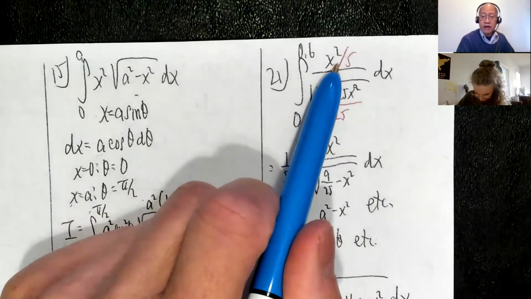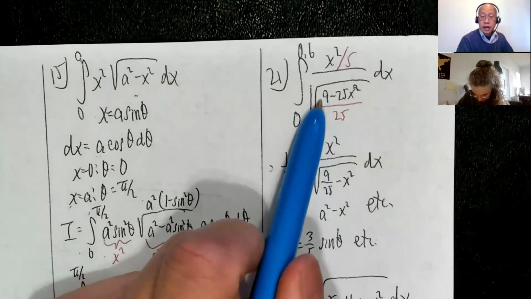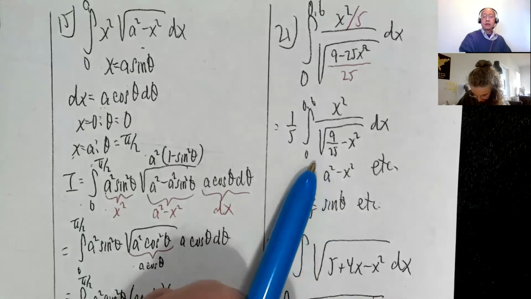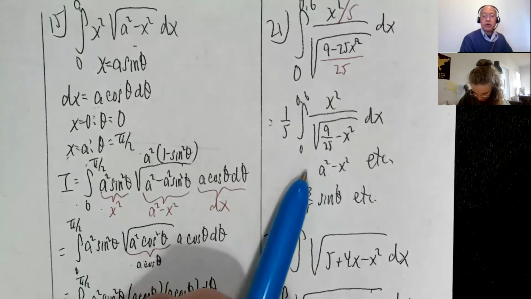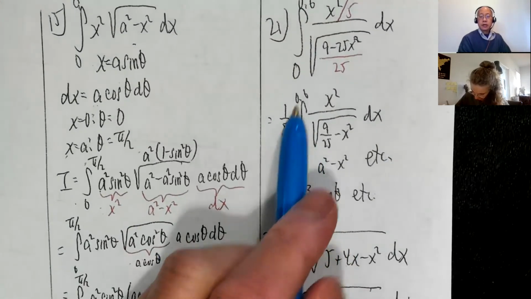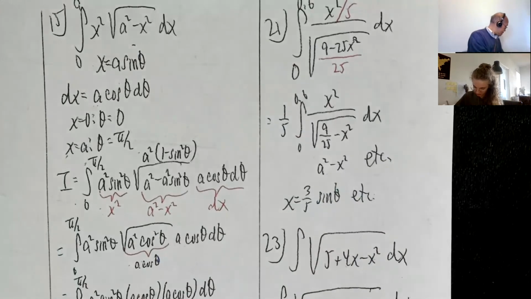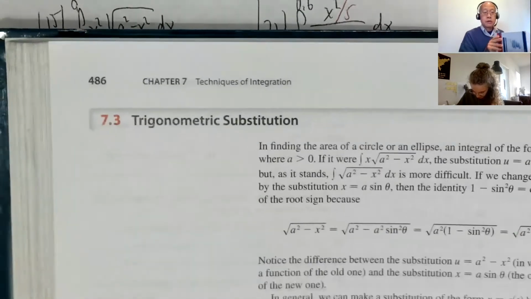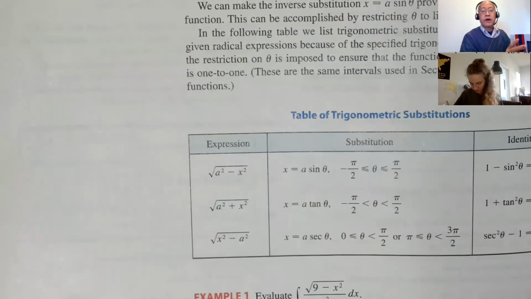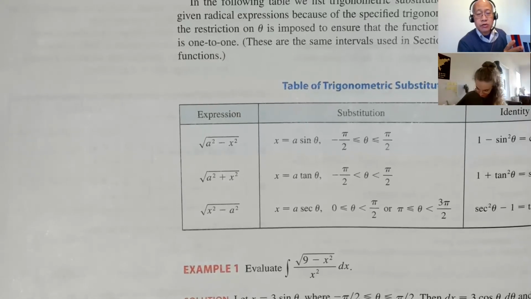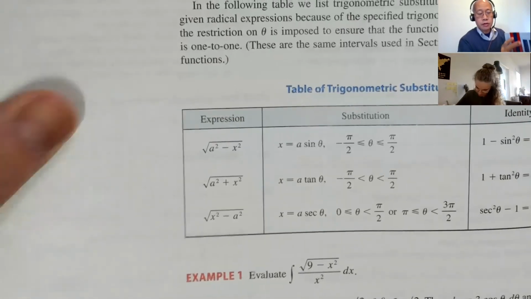Okay, then this divided by 5, I bring that outside 1/5. Okay, 9 over 25 minus x squared. Okay, so now it's the way that I like it. It now looks like a squared minus x squared. See, for 21, you had to force the integral to look the way that you wanted it. And you needed to make it look like a table. See, I just want x squared. I don't want 25x squared or whatever. Okay, now it looks like a squared minus x squared, the first one.